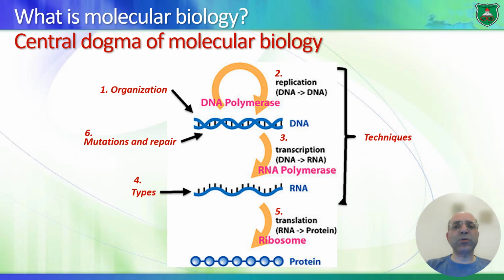So this is what we will be talking about. We'll talk about the organization of the chromosome, of the genome. We'll talk about the DNA replication process. We'll talk about transcription. We'll talk about the different types of RNA molecules and what they do. We'll talk about the process of translation. Okay. At the end of this part of molecular biology, we'll talk about mutations and repair.